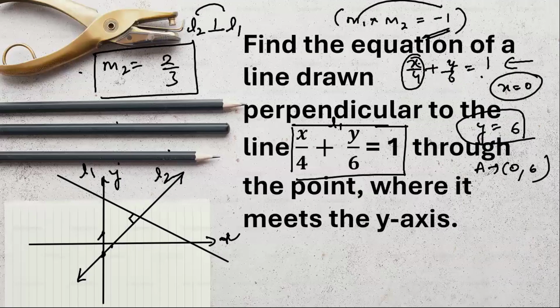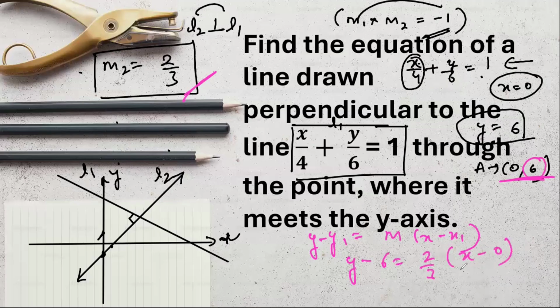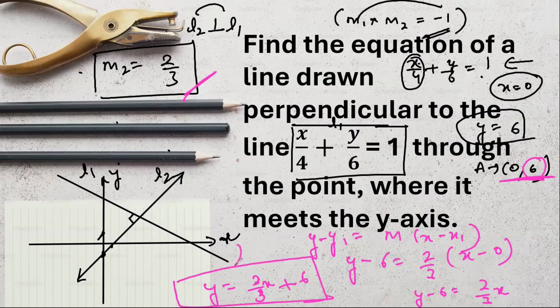Now everyone, what we have to do is work out the equation of line L2. Whenever we have a point and the slope of a line, we use this equation to find the equation of the line. So y minus y1, where y1 is 6, equals m, which is 2 by 3, times x minus x1, which is 0. Now we just have to sort out this equation: that is equal to 2 by 3 x, and we take 6 to that side. So it will become y equals, wait a minute, what happened? y equals 2 by 3 x plus 6. So this is the equation of line L2, right? So that's that, everyone. Thank you so much.